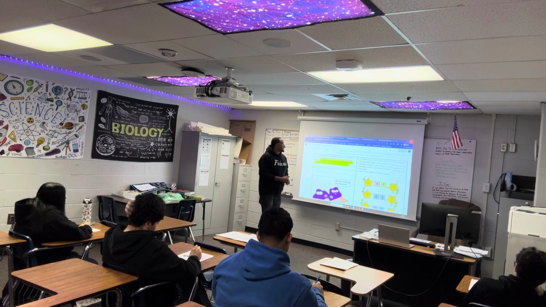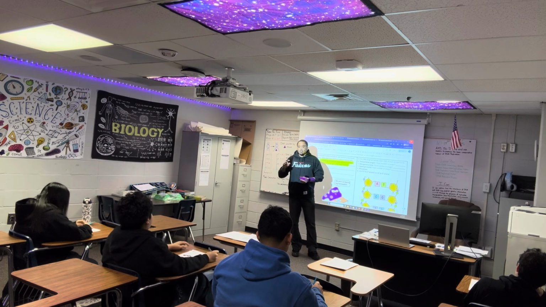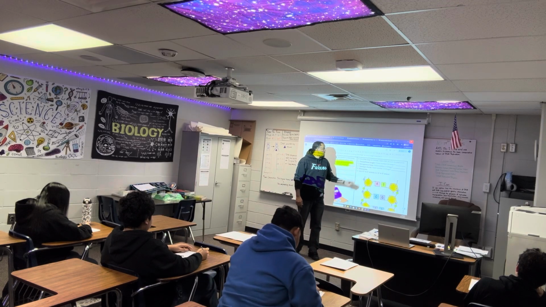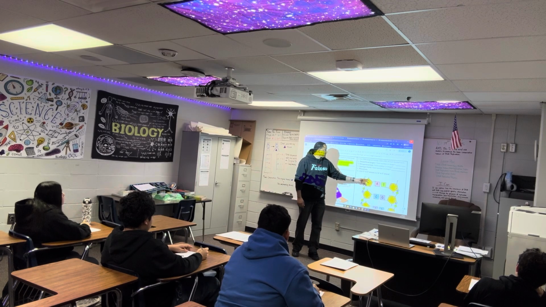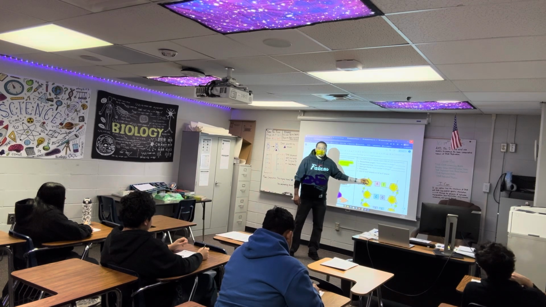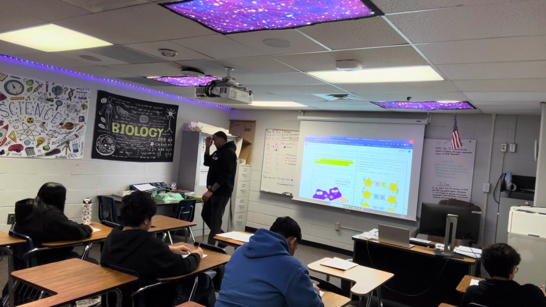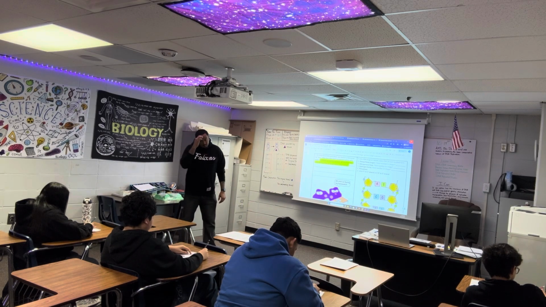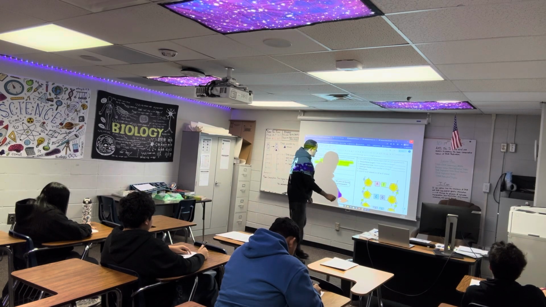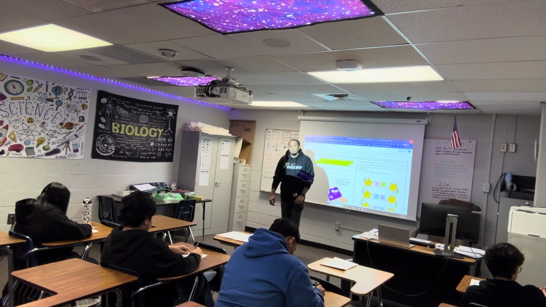Okay? So for the first one, we're just labeling. All you're doing is taking an arrow, drawing a little arrow wherever the different parts are. So this first one, deoxyribose sugar, is going to be this yellow shape right here. So on your paper, from any one of them, draw an arrow and label it deoxyribose sugar.